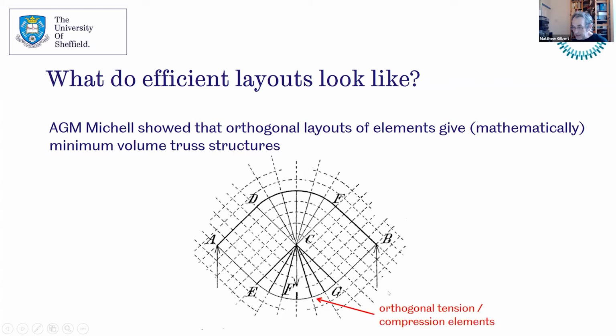And you can see that the optimal structure comprises a series of orthogonal tension and compression elements. So at the bottom, we've got a tensile rib, at the top we've got a compression rib, and then alternating tension and compression spokes.